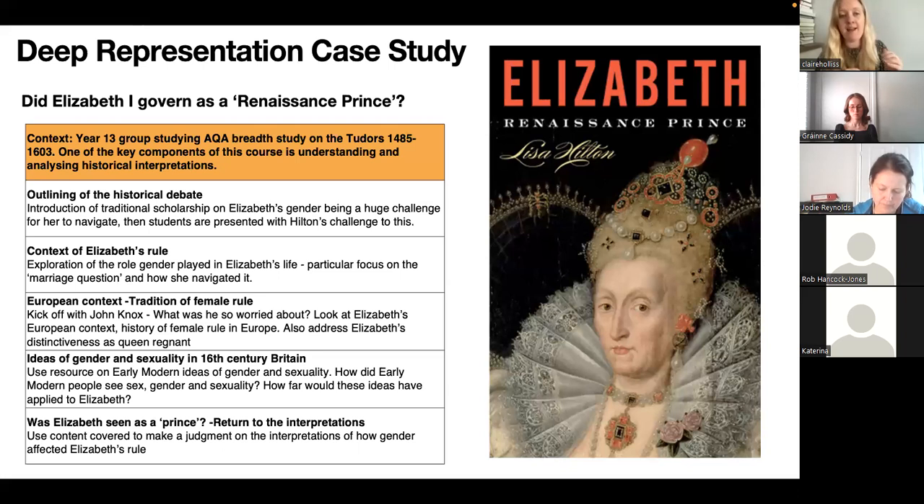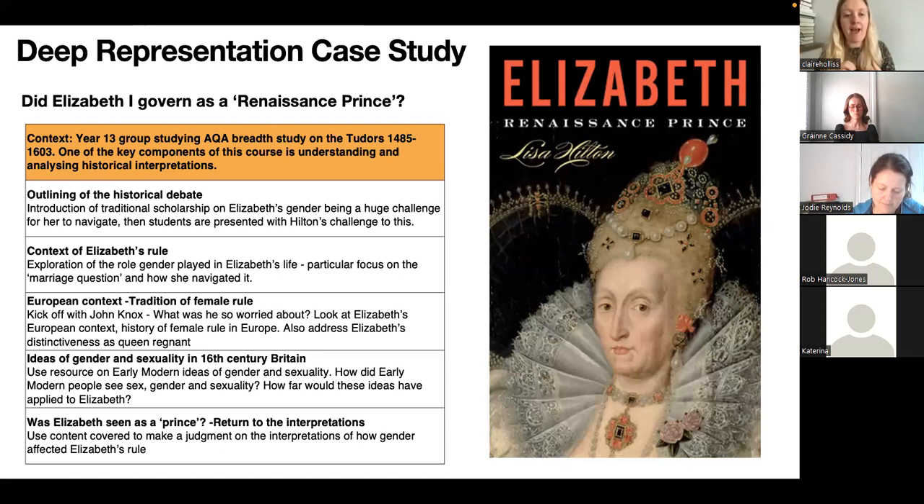Firstly, on looking at the European context. So actually, is Elizabeth alone? Well, no. There is Mary of Guise in Scotland and later Mary Queen of Scots. There's Catherine de' Medici in France. There are other female regents in the Netherlands, etc. So actually, female rule is comparatively common in Europe at the time.